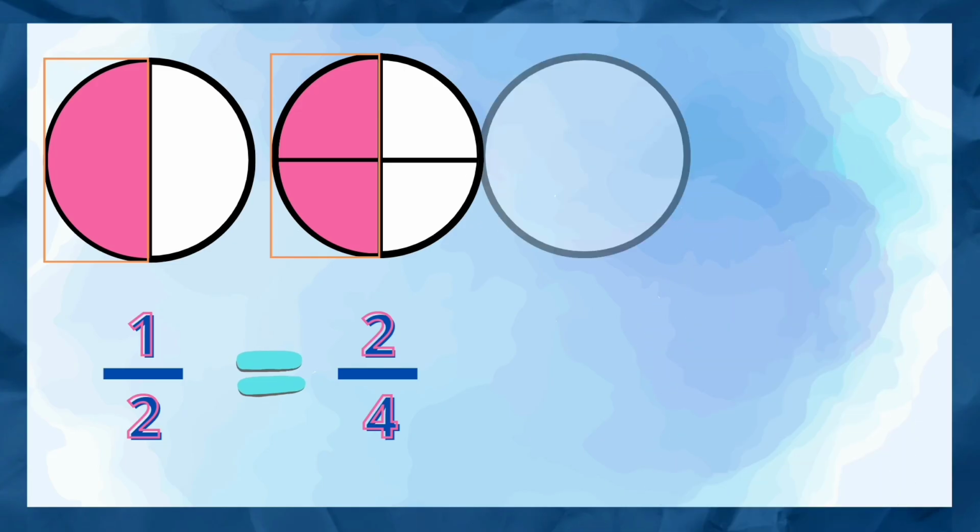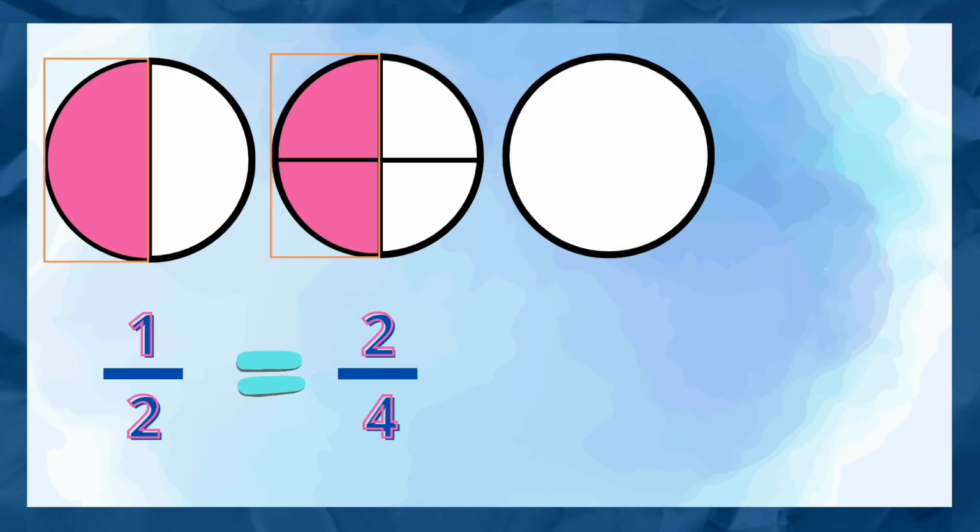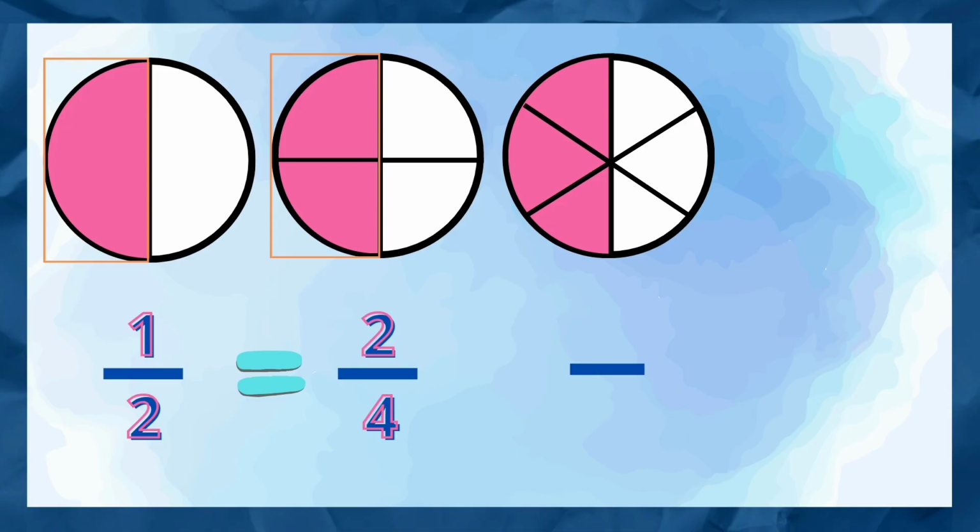Let's try and find another equivalent fraction. We can take the same circle, but this time, let's cut it into 6 equal parts. This means that the denominator is 6, as there are 6 equal parts altogether. How many parts would we need to shade to make it equivalent to 1 half or 2 quarters? We will need to shade 3 parts. That's right. If we shade 3 parts, that will make it equivalent to 1 half as well as 2 quarters, because they all represent the same amount shaded.